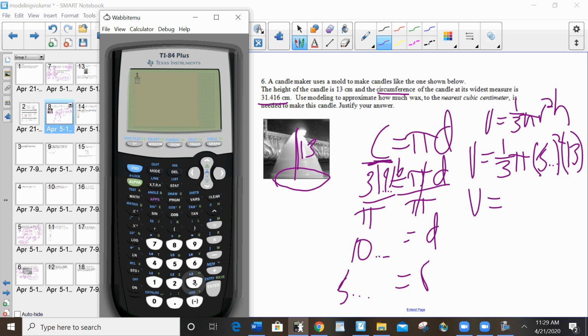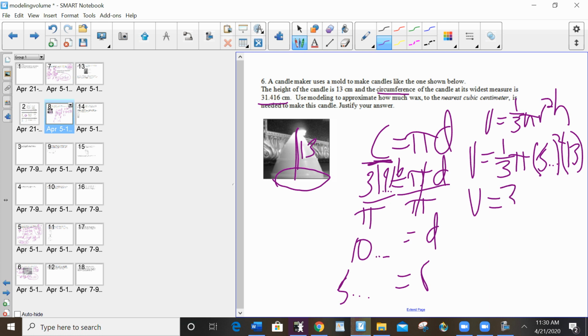One third pi, copy and paste that, squared times 13, to the nearest cubic centimeter, it says in the problem, is 340 cubic centimeters.